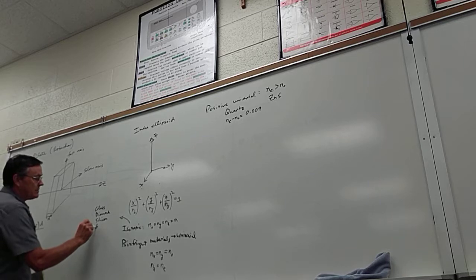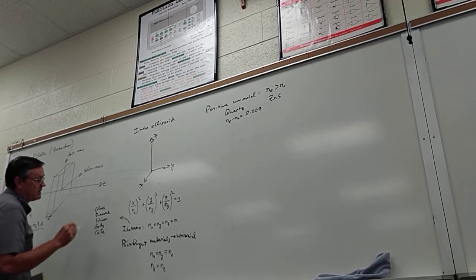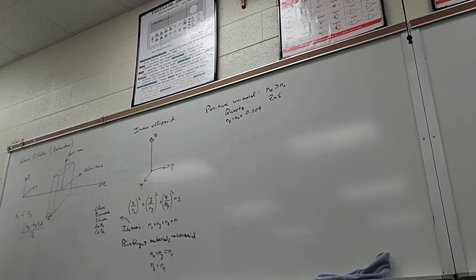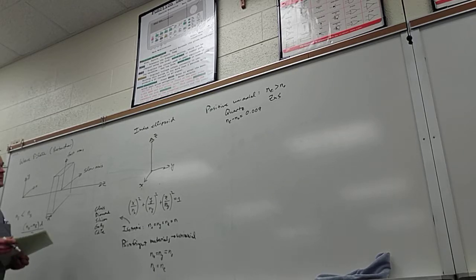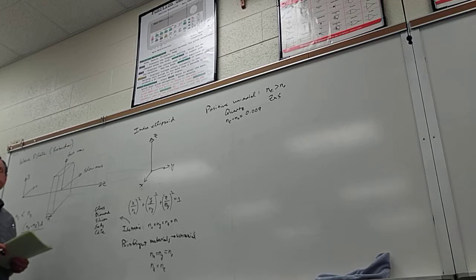Gallium arsenide, cadmium telluride are also crystalline materials, but isotropic. So just because a material is crystalline doesn't mean it's going to be anisotropic. It could be isotropic. But if a material is amorphous, then it's always isotropic.